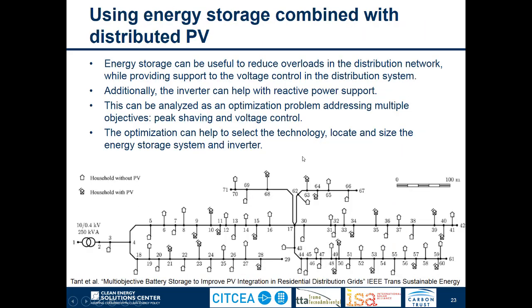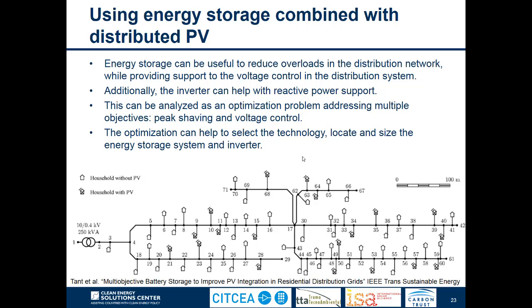Here we see another example where we are considering the use of energy storage combined with distributed photovoltaics. Energy storage can be useful to reduce overloads in the distribution network by providing support to the voltage control in the distribution system. Additionally, the inverter can help with reactive power support. So the impact will not only be in terms of active power, but also in terms of reactive power. The inverter of an energy storage system is very similar to the inverter of a solar PV system, and we also have this controllability both on active and reactive power.